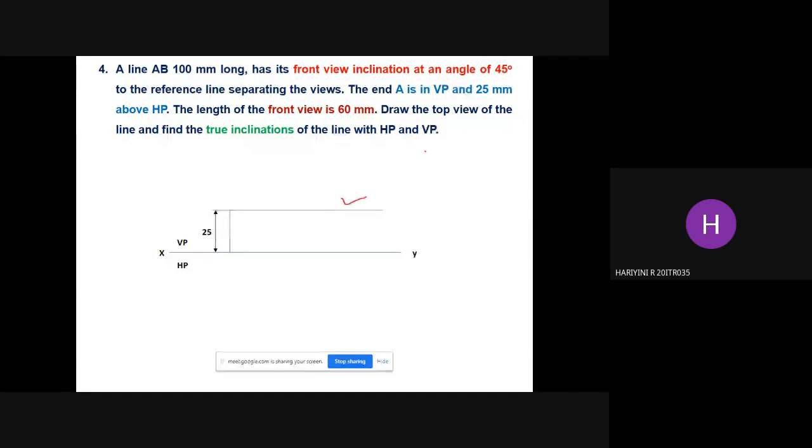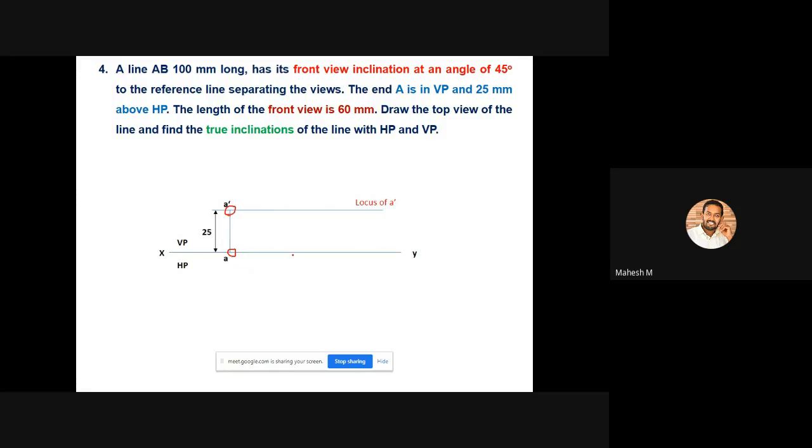Sir, locus of A dash. Locus of A dash. So it's correct. And also with that, there is no locus of A, because A is in VP. That means we are going to create a point that is on the reference line. So this A is in VP. So A dash only is 25 mm above HP. So A dash will be here and A will be here.